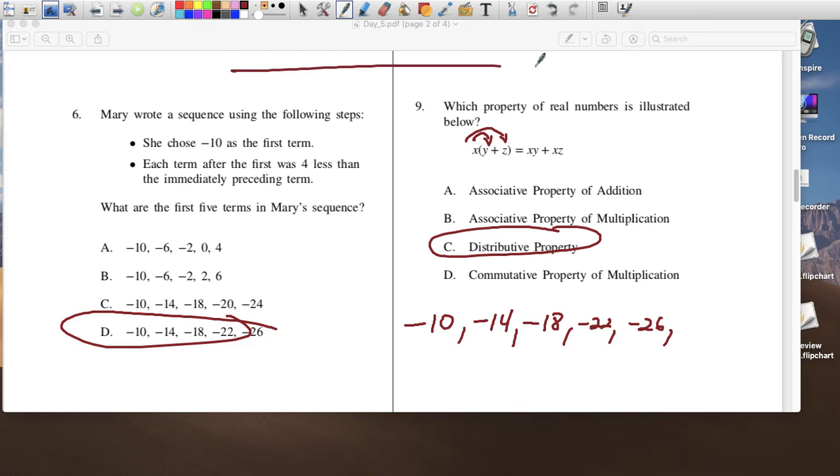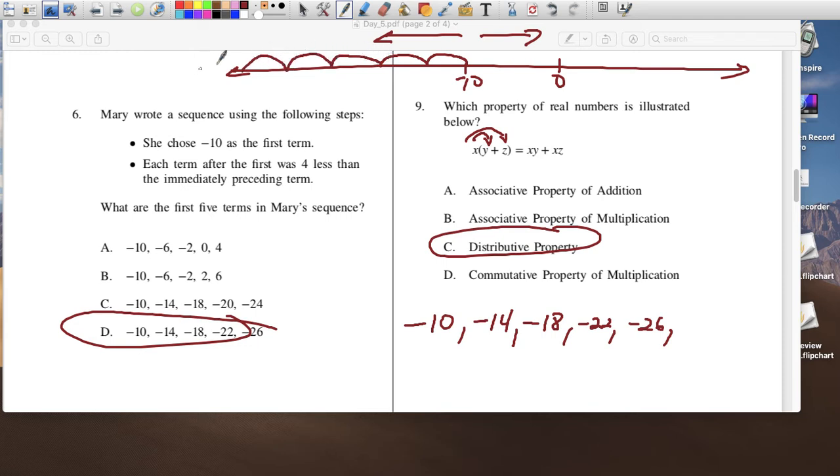So again, let me draw a number line. So this is 0. She's starting at negative 10. To be less, it means we're going this way, because if we were going that way, we'd be increasing in value, right? Because numbers going to the right get bigger, and numbers going to the left get smaller. So negative 10, negative 14 got smaller, negative 18 got even smaller, negative 22, negative 26, negative 30, etc. So we're going that direction.